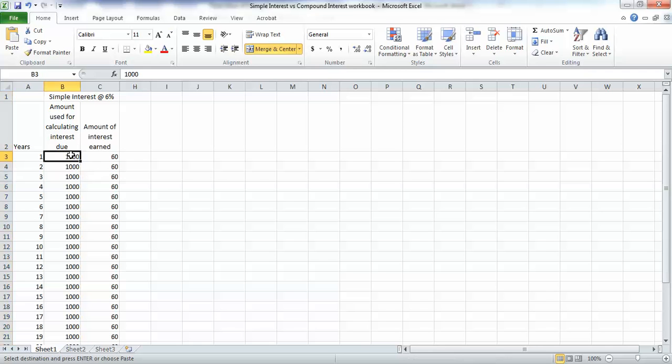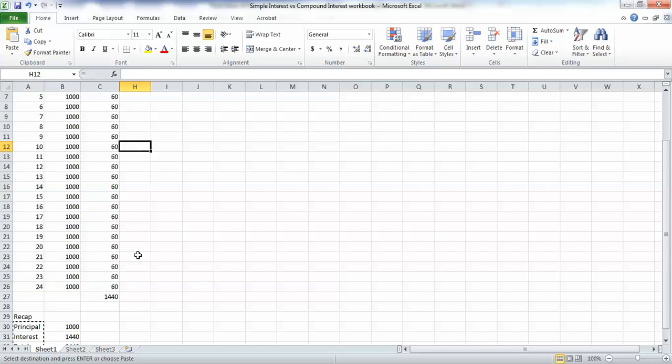In this case, we've got $1,000 that we put in the bank. We get $60 of interest, which is 0.06, 6% times 1,000 equals $60. And then in year two, still $1,000. That's the amount used for calculating interest when we talk simple interest. And again, we get $60. If we do this for 24 years, as you can see down here, we're in year 24, we've got a total of $1,440 in interest.